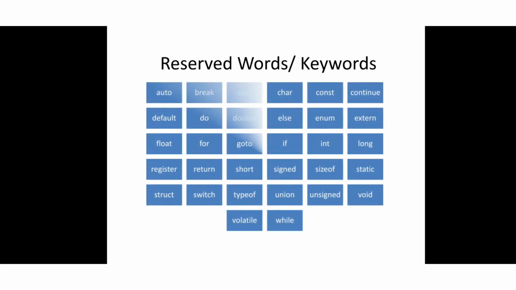The next is reserved words or keywords. There are certain words that are reserved for doing specific tasks. These words are known as keywords and they have standard predefined meaning in C. They are case sensitive and always written in lowercase. There are only 32 keywords available in C, which you can see on your screen.